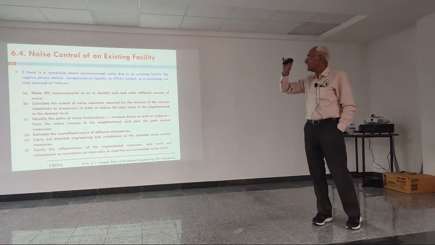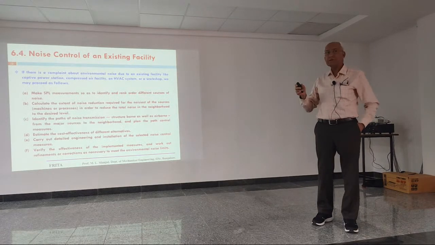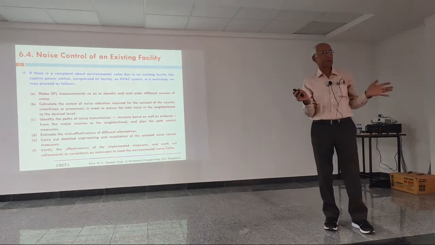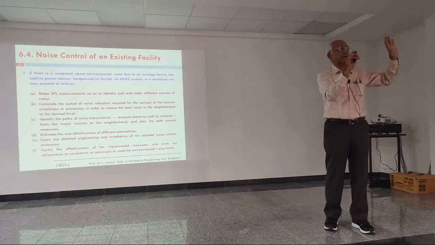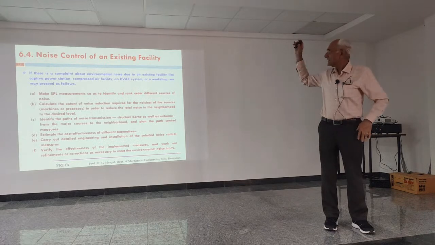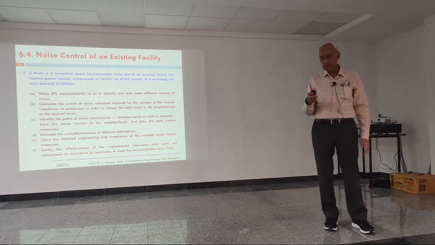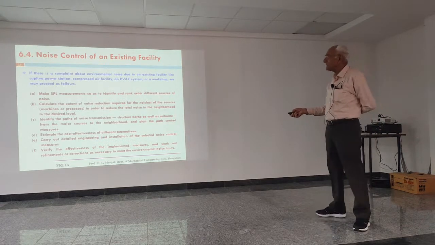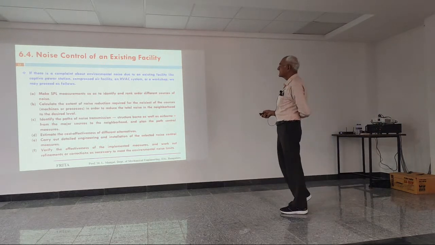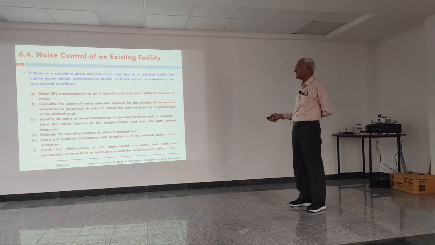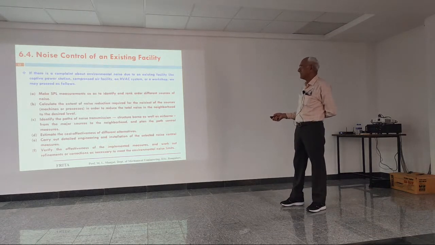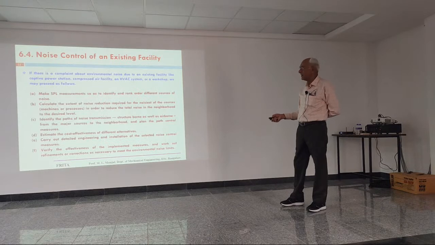Now, this was always otherwise, but here what happens is the facility is already there. All those options I am talking about are not there anymore. There is an already existing facility, it's very noisy, and you have to reduce noise. So what do you do? If there is a complaint about environmental noise due to an existing facility like a captive power station, compressed air facility, or a large HVAC system, or a workshop, we may proceed as follows. These are the steps which every noise control engineer will have to follow.